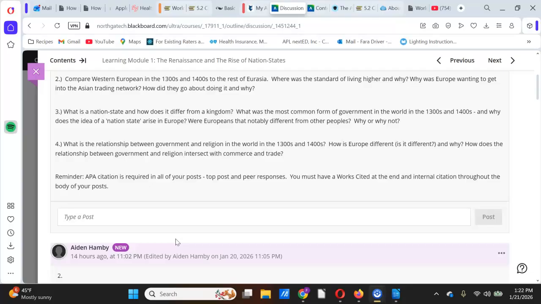What is the relationship between government and religion in the world in the 1300s and 1400s? It's very central. Religion is the basis for the governments. It's one of the things that ties them together. How is Europe different? And is it different? Well, it's different in that it's practicing Roman Catholicism.